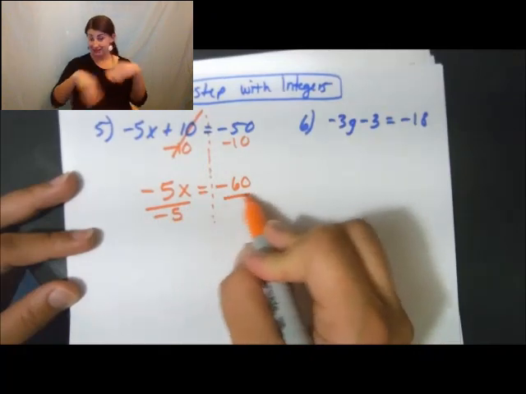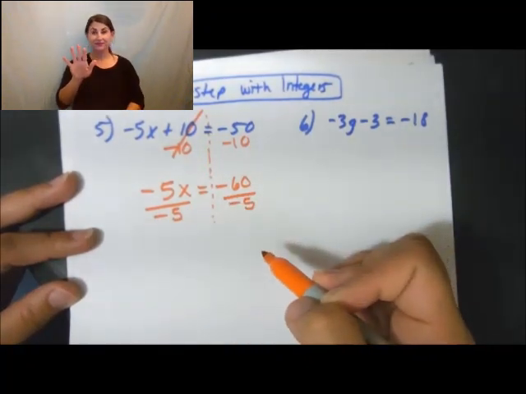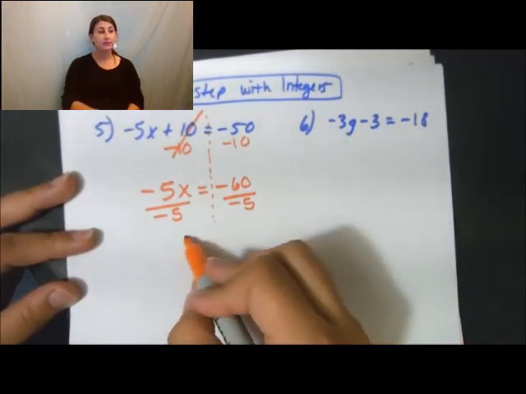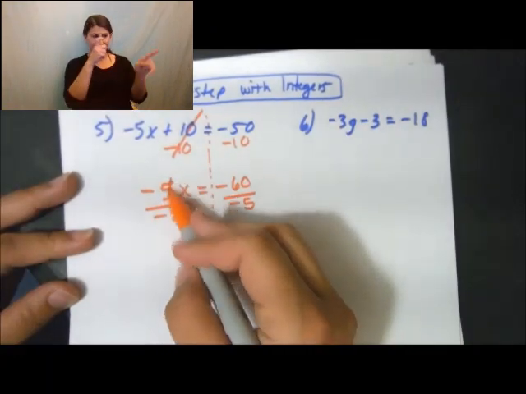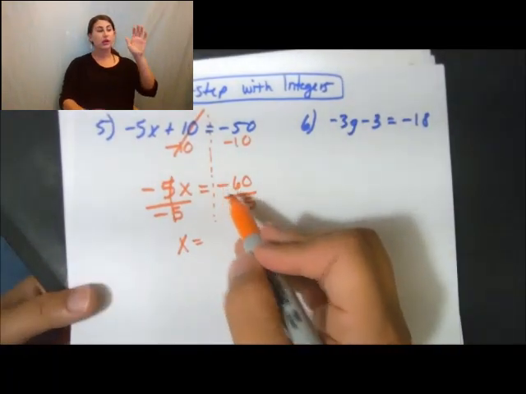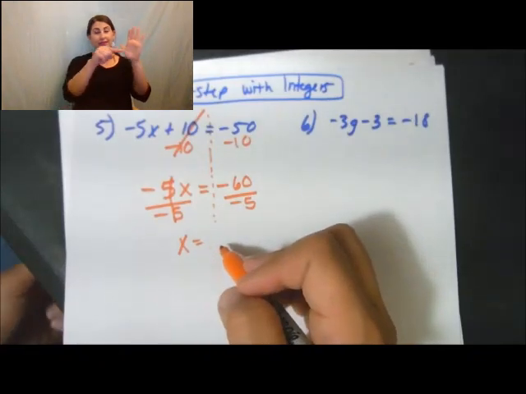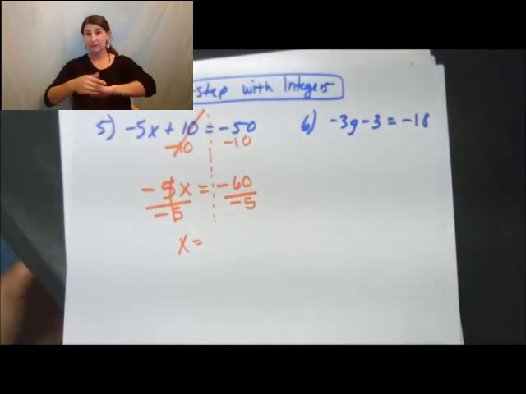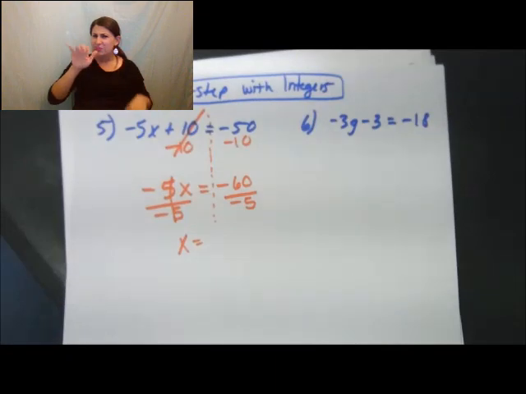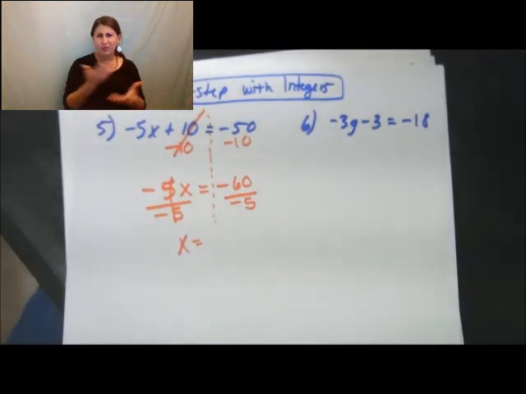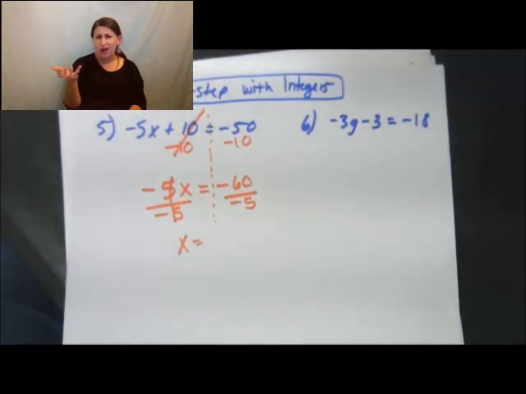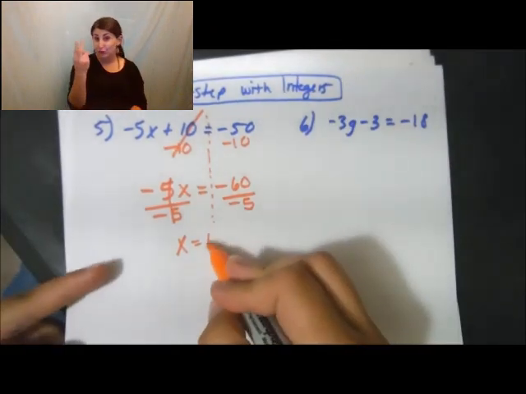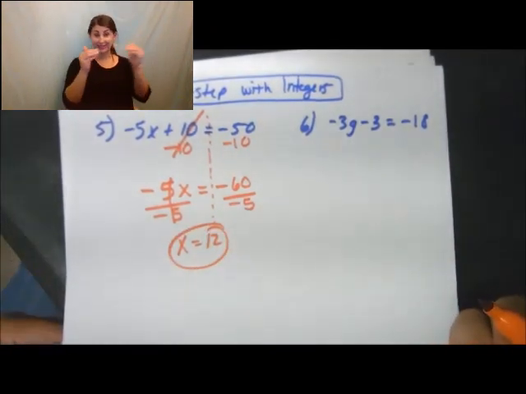Divide by negative 5, divide by negative 5. All right. X equals, so that reduces to make 1. A negative divided by a negative is positive. What is 60 divided by 5? What does that get us? Or think about 5 times what equals 60? What does that make? All right, hopefully you said 12. And there we go.